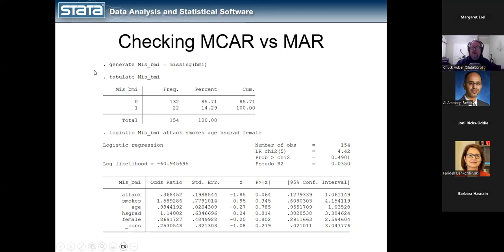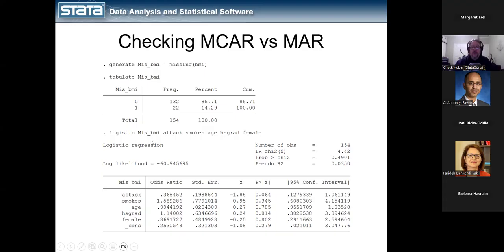One way to do this, and there's actually a user-written command in Stata that will do this, but just to see how to do it manually, what we're going to do is create another indicator variable in the data set for missingness of BMI. I'm going to generate a variable called miss BMI, and it's one if the observation is missing BMI, zero if it's not missing. If we tabulate this new variable, we see that 132 are zeros. That means they have complete data for BMI. And then we have 22 where the variable equals 1. That means they're missing BMI. So the variable is an indicator for missingness of BMI.